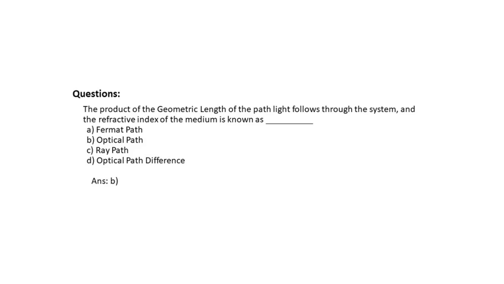Let us study some multiple choice questions. The product of the geometric length of the path that light follows through the system and the refractive index of the medium is known as: Fermat path, optical path, ray path, optical path difference. The correct answer is optical path.